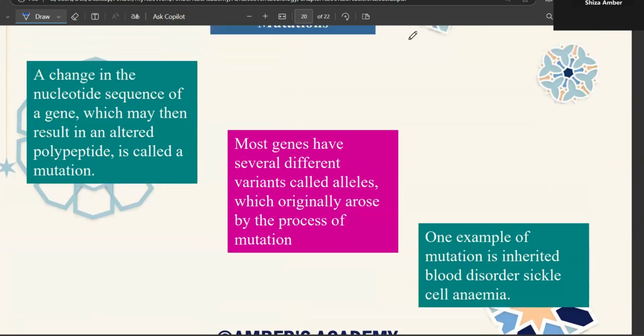Mutations का question usually comes for 4 marks, and the only thing that you need to remember for mutations is a disorder, sickle cell anemia, but obviously with a lot more detail. So a change in the nucleotide sequence of a gene which may then result in an altered polypeptide is called a mutation. So mutation की definition usually comes for 2 marks.